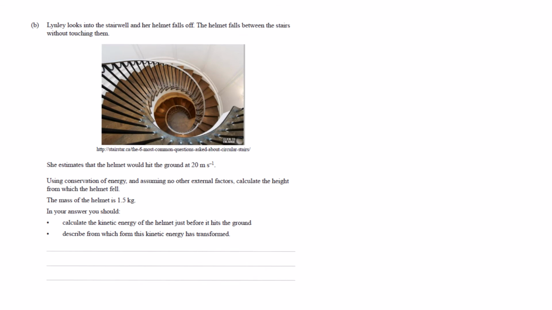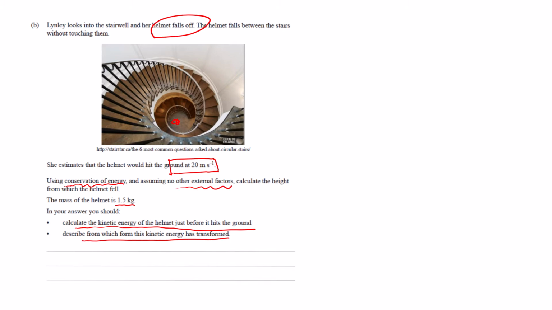And while she's running up, she looks down the stairwell and her helmet falls off. Remember, she's in full firefighter gear. The helmet falls between the stairs without touching them and falls down to the bottom. She estimates the helmet would hit the ground at 20 meters per second. Using conservation of energy and assuming no other external factors, calculate the height from which the helmet fell. And the mass of the helmet is 1.5 kilograms. In your answer, you should calculate the kinetic energy of the helmet just before it hits the ground. Describe from which form this kinetic energy has transformed.